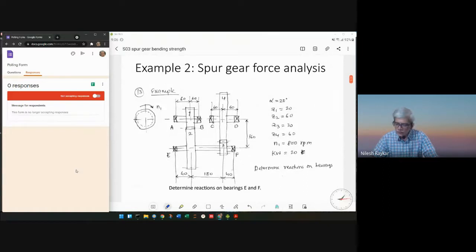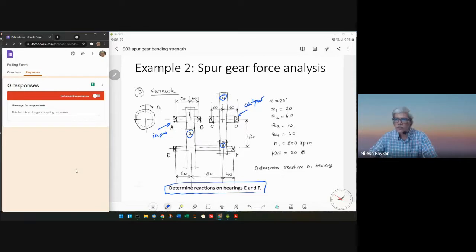Here we are considering a two-stage gearbox. This is gear number 1 where the input is given. It transmits to gear number 2, and on the same intermediate shaft, gear number 3 is mounted, which in turn meshes with the output shaft. So this is the output. What we have to determine is the reactions on bearings E and F.